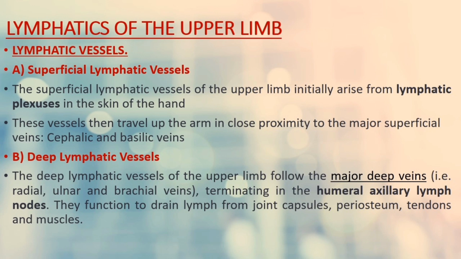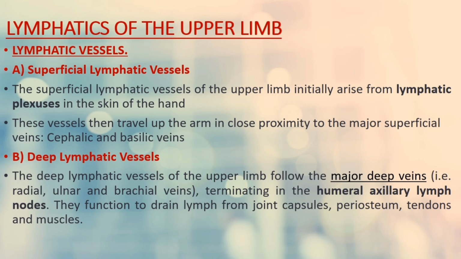Lymphatics of the upper limb. Here too, we shall look at the lymphatic vessels and the lymphatic nodes. The lymphatic vessels of the upper limb are divided into superficial and deep, just like the lower limb. Superficial lymphatic vessels. The superficial lymphatic vessels of the upper limb initially arise from lymphatic plexuses in the skin of the hand. These vessels then travel up the arm in close proximity to the two superficial veins of the hand, that is, cephalic and basilic veins.